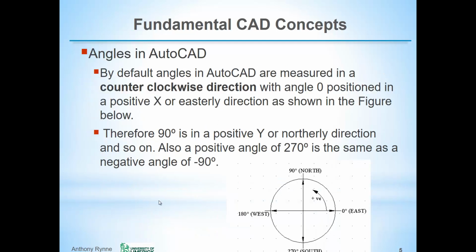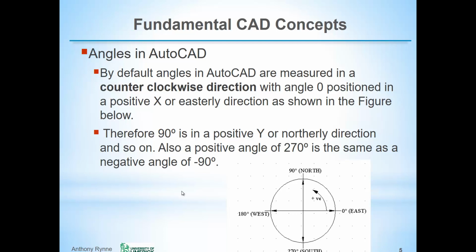So in AutoCAD, angles are measured counterclockwise. Counterclockwise is positive, starting from east or 3 o'clock. And so north would be 90 degrees, west 180 degrees, and south 270, and so on. If you enter an angle of -90, for instance, that would be a clockwise measurement and would be the same as entering a positive angle of 270.